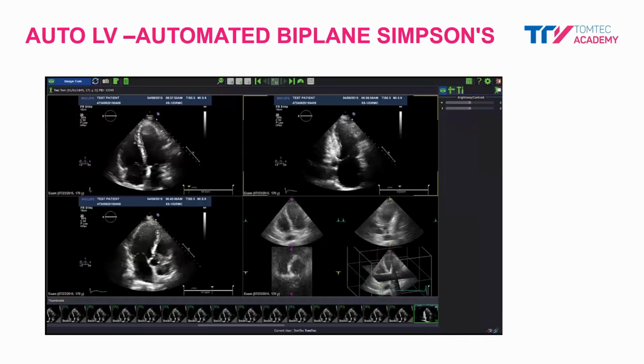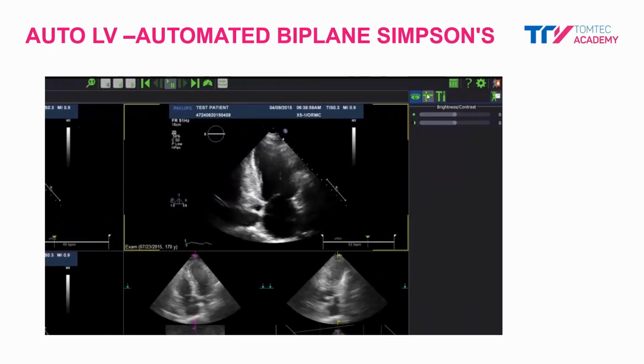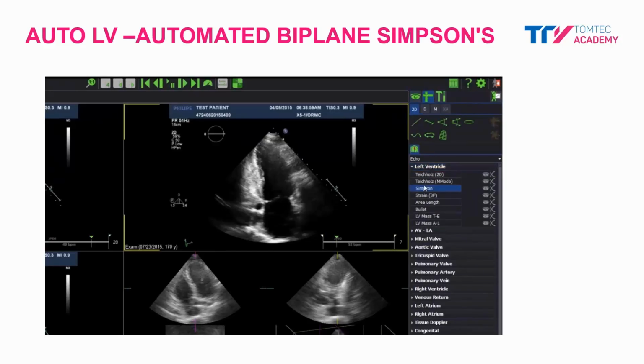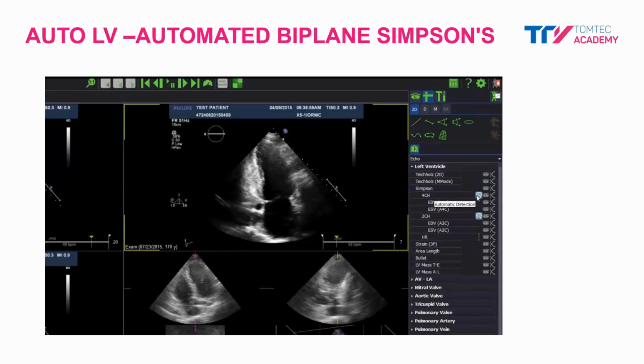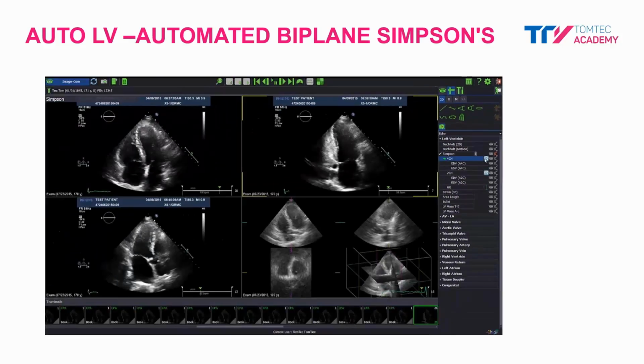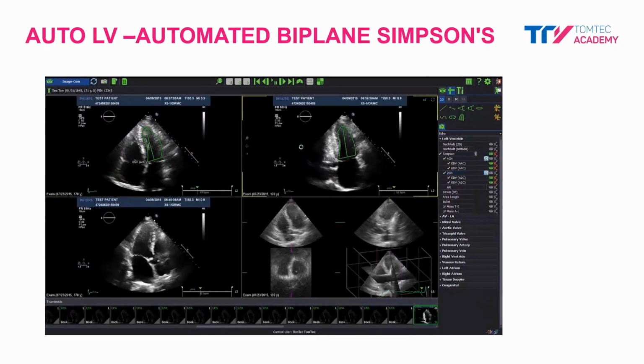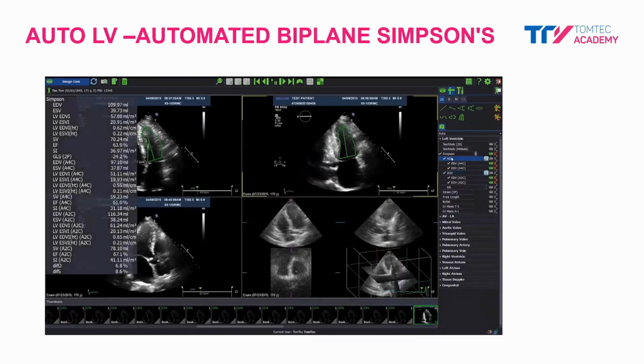First up, AutoLV. With AutoLV, it allows the user to proceed to the measurements tab in the upper right-hand corner, select the tab left ventricle, select the Simpson's option, and next select the automatic detection feature. Now the user can simply perform a left click in the apical 4 chamber and also the apical 2 chamber view. All information can be visualized on the left screen that does include a global longitudinal strain.